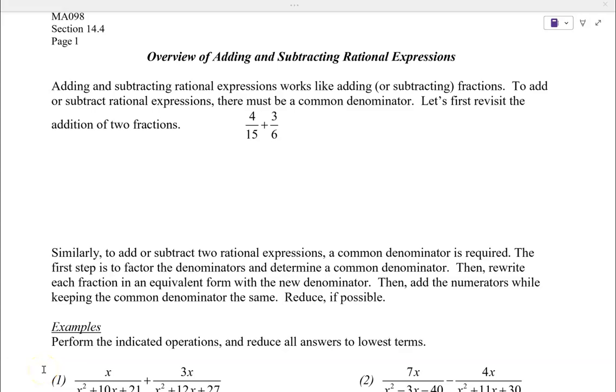Just making sure that we're all on the same page with what we need to do to simplify those things about factoring and then dividing out common factors.